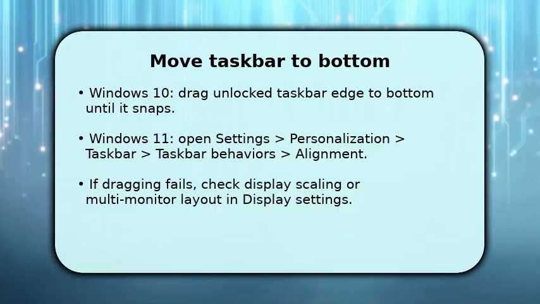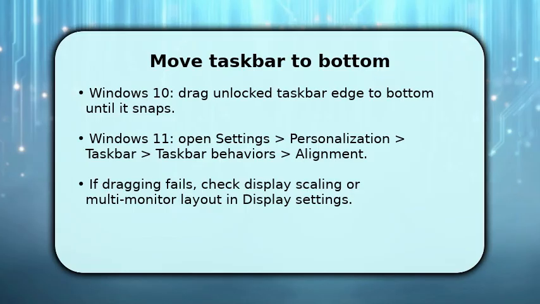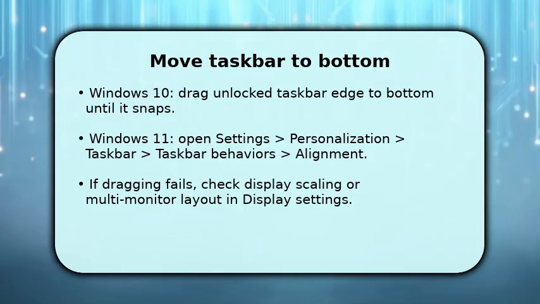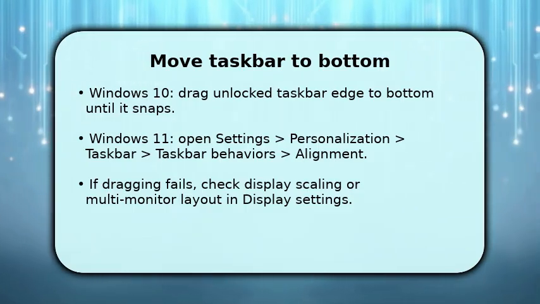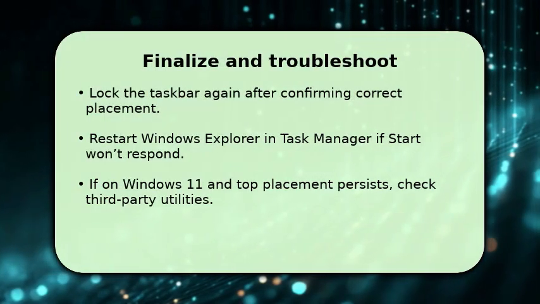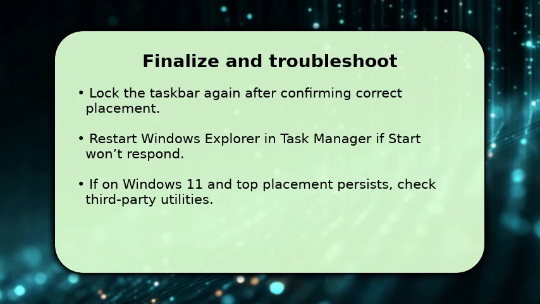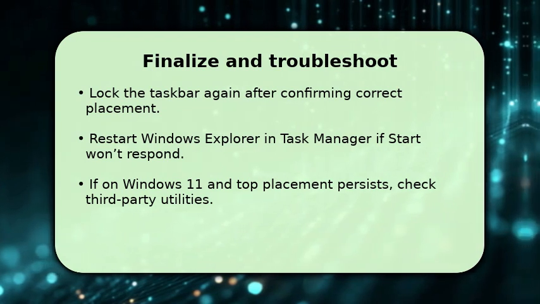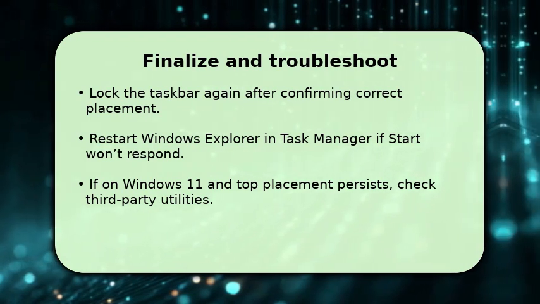Make sure display scaling and multiple monitors aren't preventing snaps. Adjust those in display settings if needed. Finish by locking your work and testing the Start menu. Once the bar is at the bottom, right-click it and re-enable Lock the taskbar so it stays put, and open the Start menu to confirm behavior.